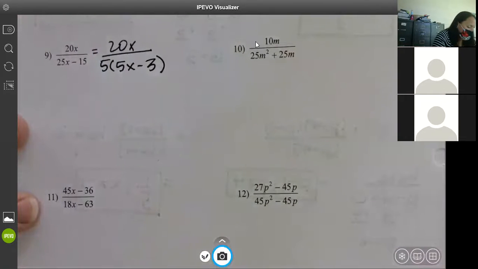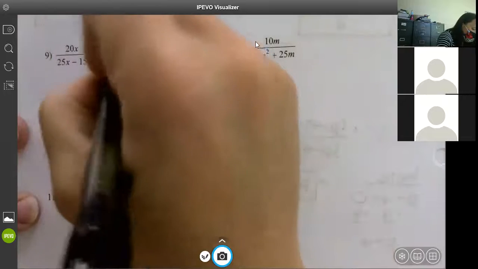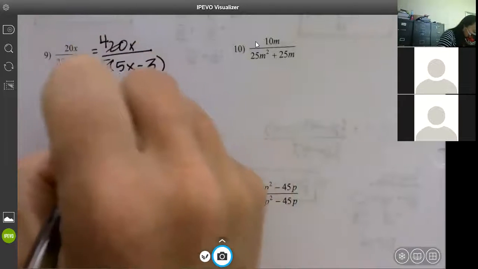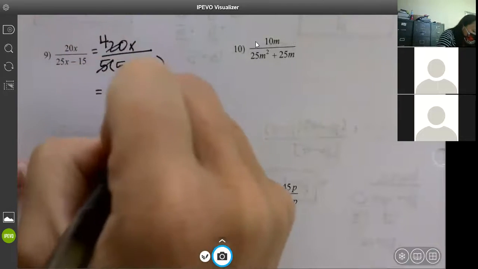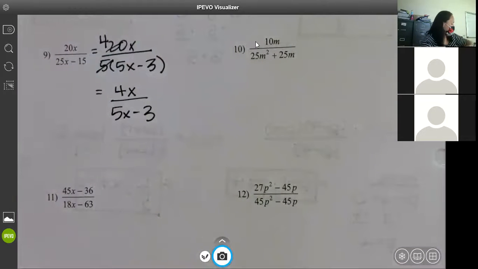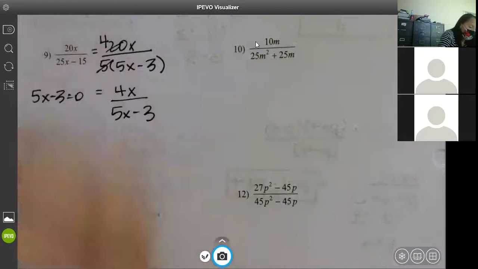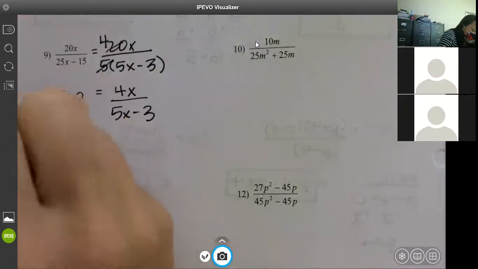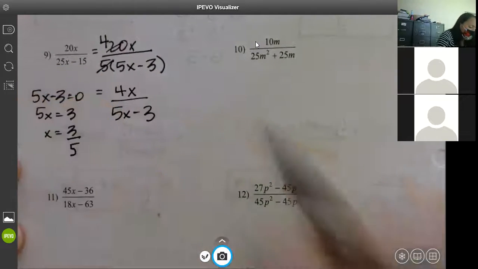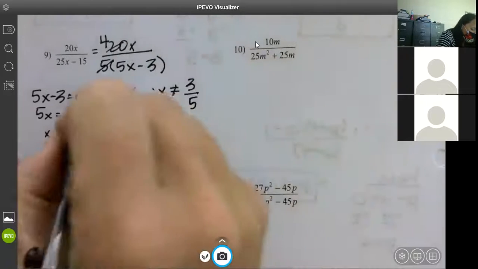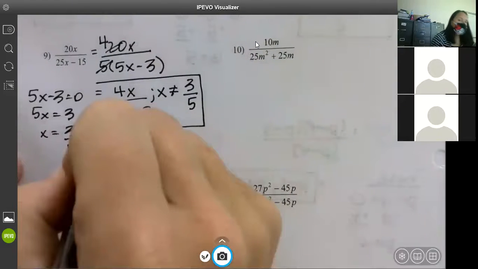Can I reduce anything? 20 over 5 reduces to 4, right? Okay. So my final answer is 4x over 5x minus 3. Did I cross any variables out? No. Did I leave variables in the bottom? Yes. If you can't remember how to do it, set it equal to 0. We're going to add the 3, divide by 5. So x cannot equal 3/5. That's it.